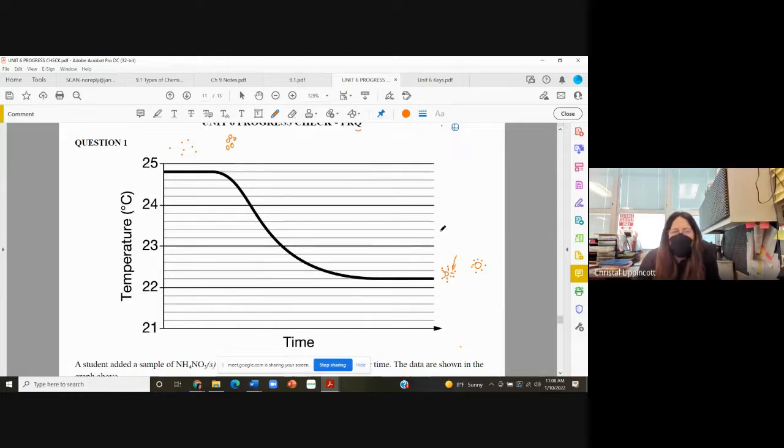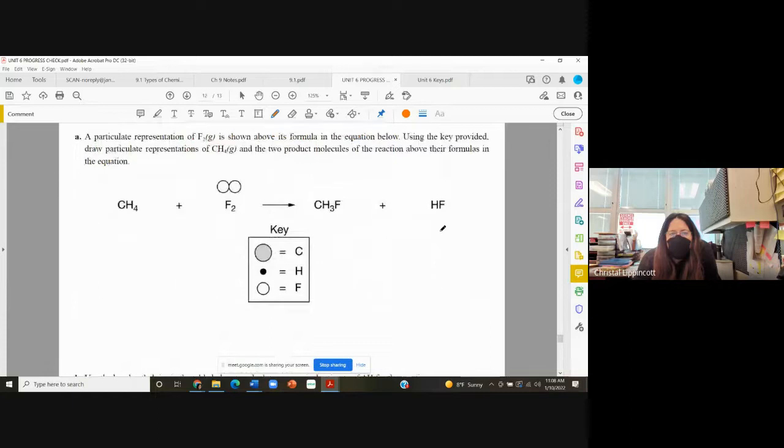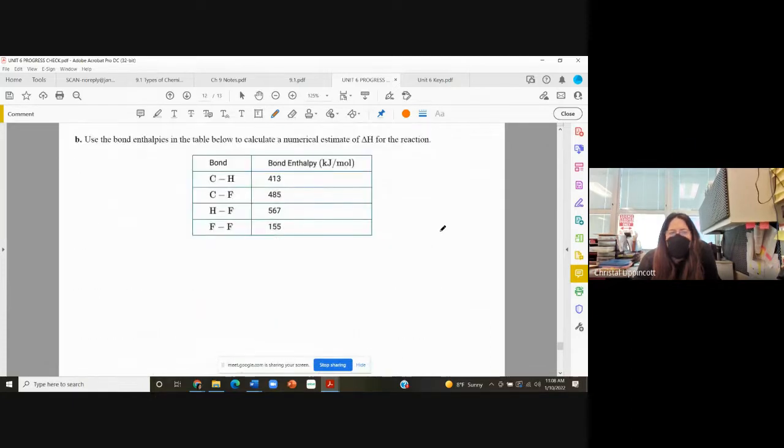Okay. Then 2B. Somebody wanted 2B. Yeah, that was my question about that. Oh, we've already answered it. Okay. So these say bond enthalpy here. Anytime you see bond enthalpy, that's broken minus formed. Heat of formation, that's going to be products minus reactants.